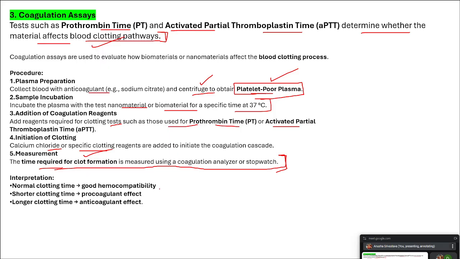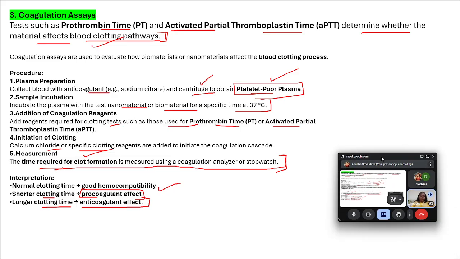If the clotting time is normal, we say that the nanomaterial has good hemocompatibility. But if it has a very short clotting time, we call it a procoagulant effect, which is not good. And if it is taking a very long clotting time, then it's called an anticoagulant effect. So based on this, that is again a different method.